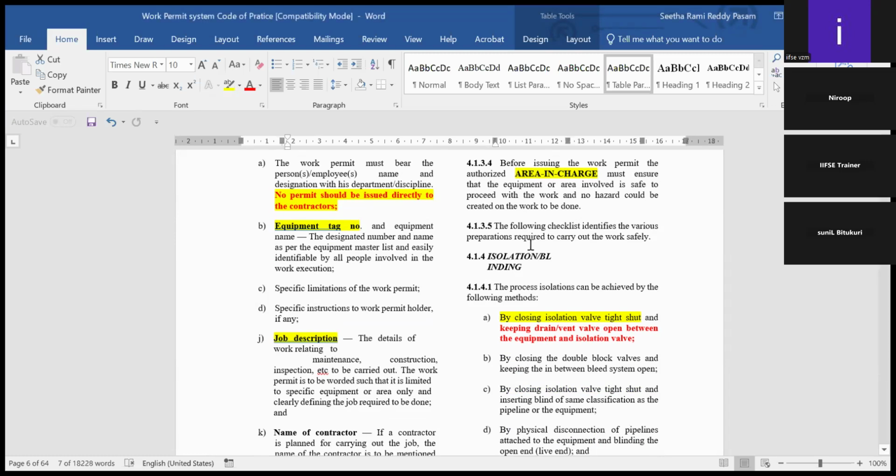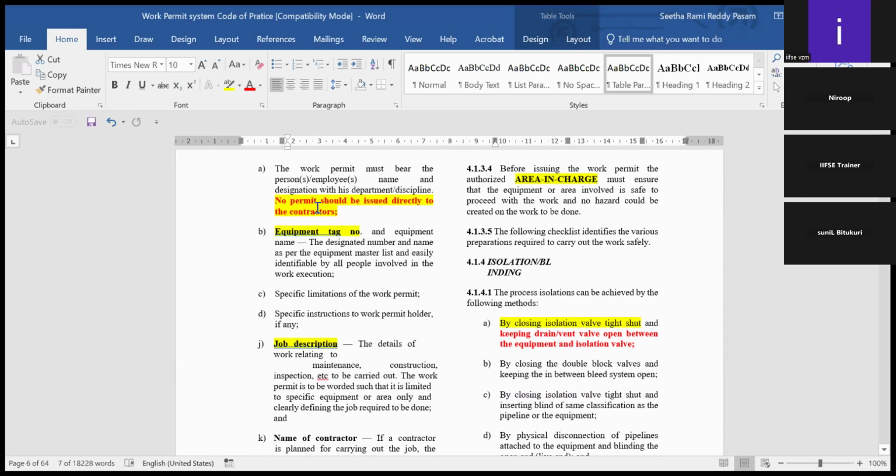So as we mentioned, the permit should not be issued directly to the contractor. We have issued it through the concerned employee who is involved in that activity. Then the equipment tag number. It is nothing but the equipment name and designated number, as in the equipment master list, and easily identifiable by all people involved in the work execution. That is why we mention area, location, and specific equipment number, so that there will not be any confusion.